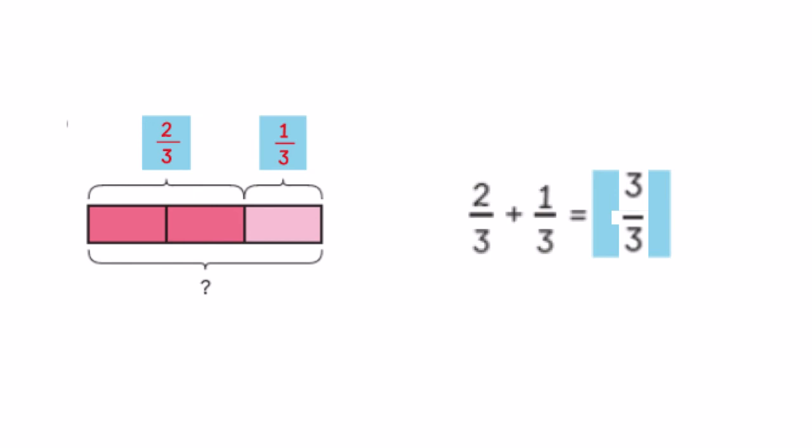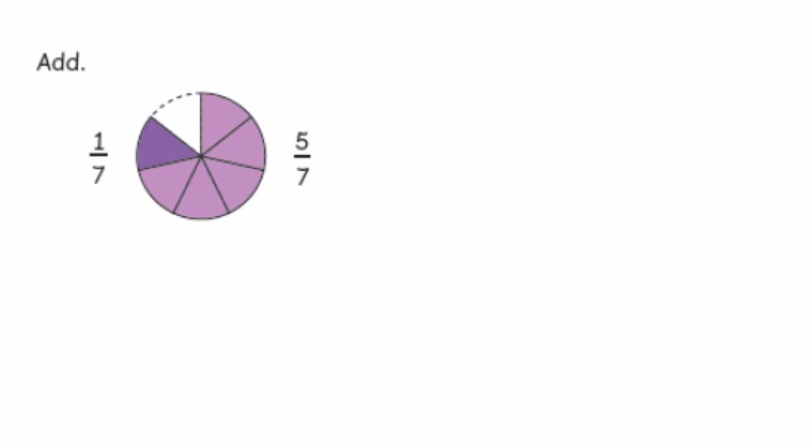Correct, it's 3/3. Or some of you who remembered our learning from 2 weeks ago will also know that this is the same as 1 because the whole of the rectangle is complete. Here's one more challenge for you to have a go at. Can you add 1/7 and 5/7? When you've done that, could you think about whether or not your answer is the simplest form of the fraction? Pause the video and have a go.